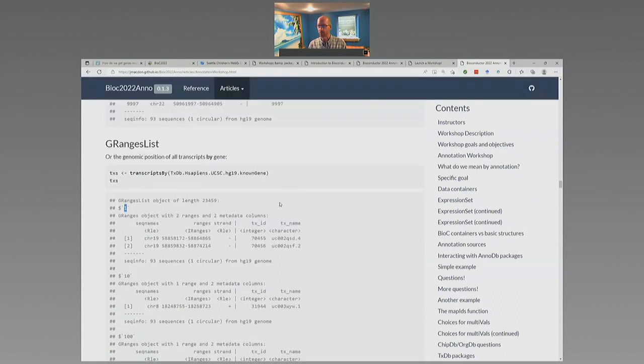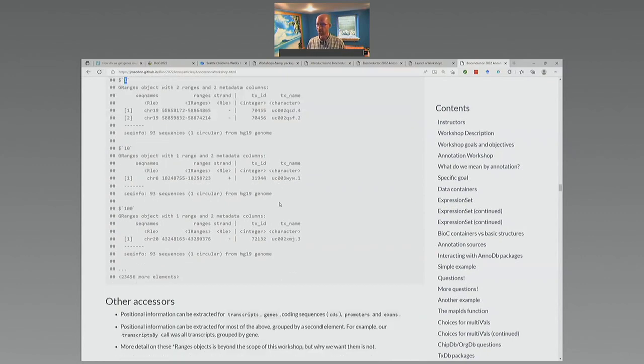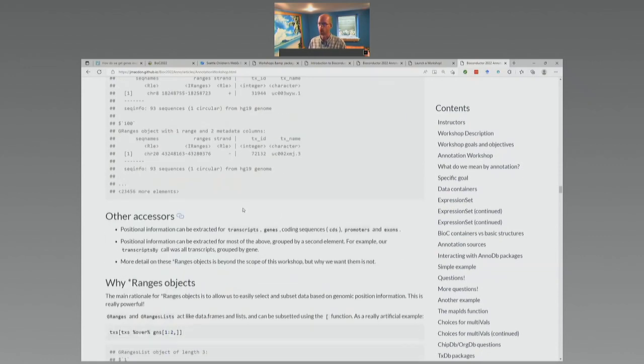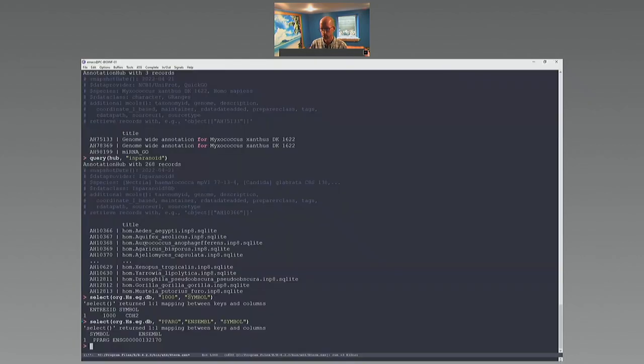Doing anything more about this is sort of beyond the scope of this workshop, but I had to show you this part because this is very useful for doing annotations and subsetting your data and getting chunks of the data that are useful for you. So you can get transcripts, genes, coding sequences, promoters, exons. You can get them all grouped by element. So we can do transcriptsBy and get things grouped by gene, or by exon, or CDS.